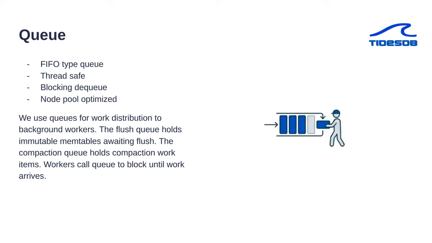TidesDB utilizes a queue, a first in, first out type of queue. As mentioned earlier, each compaction worker and flush worker at the database level can utilize this kind of queue for its work. The queue has a blocking dequeue, so it waits for work, and then once it gets work, it dequeues it, does the work, and then goes back around and gets more work.